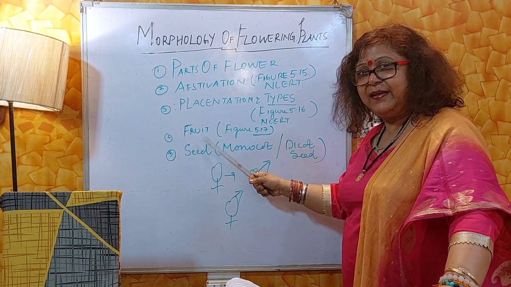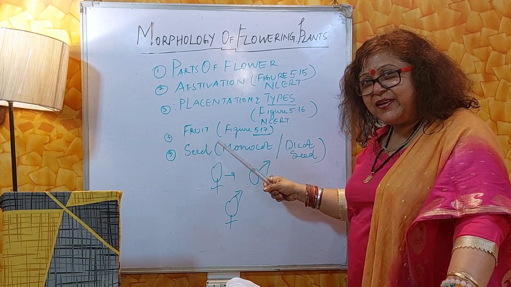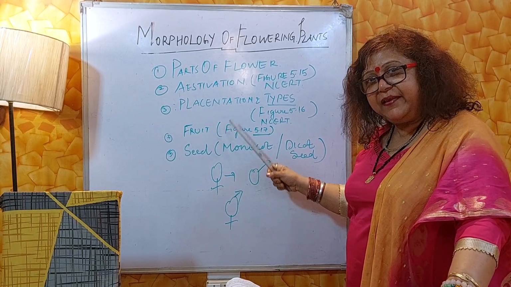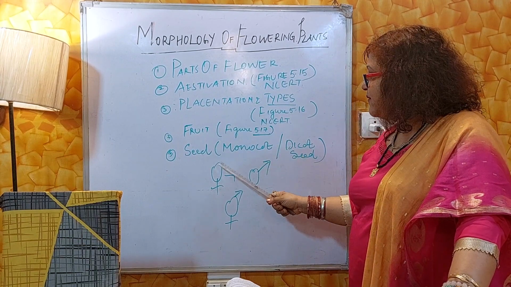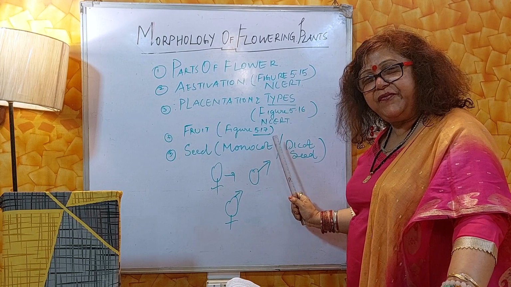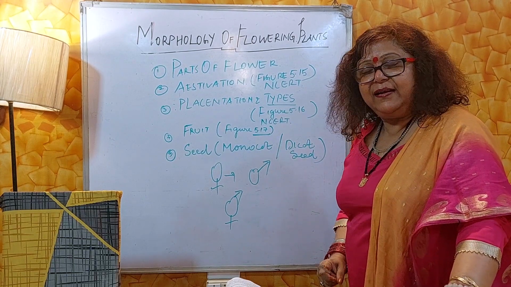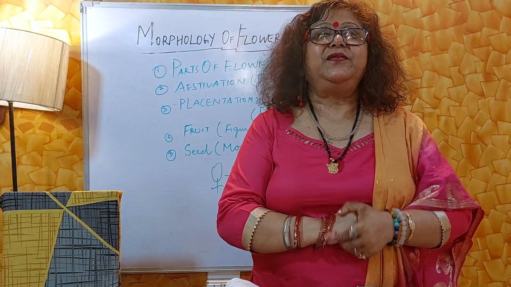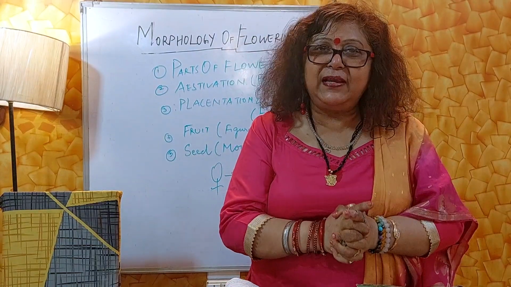Then fruit: what is a fruit, the figure of a fruit, and parthenocarpic fruit, and some terms like multiple fruit and aggregate fruit. Then we did seed: monocot seed, dicot seed, and their differences. And in the end, the floral formula of the flower. I hope it was a short and nice recap of the lesson.